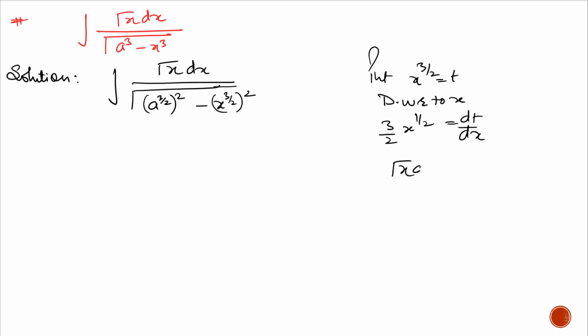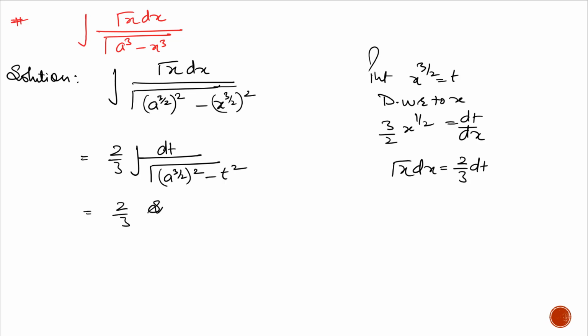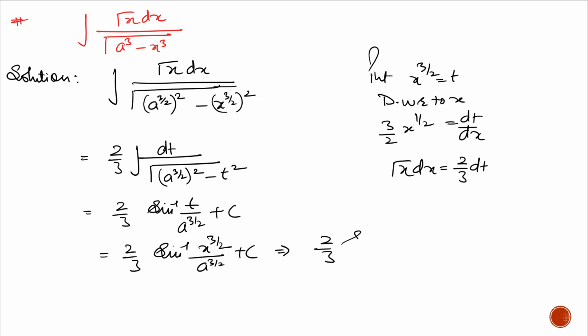So root x dx equals 2 by 3 dt. Now replace root x dx by 2 by 3 dt and x raised to power 3 by 2 by t, and the formula of 1 upon the root of a square minus x square is sine inverse x upon a. So it is sine inverse t upon a raised to power 3 by 2 plus c, and the value of t is x to the power 3 by 2. So the answer is 2 by 3 sine inverse x upon a whole raised to power 3 by 2 plus c.